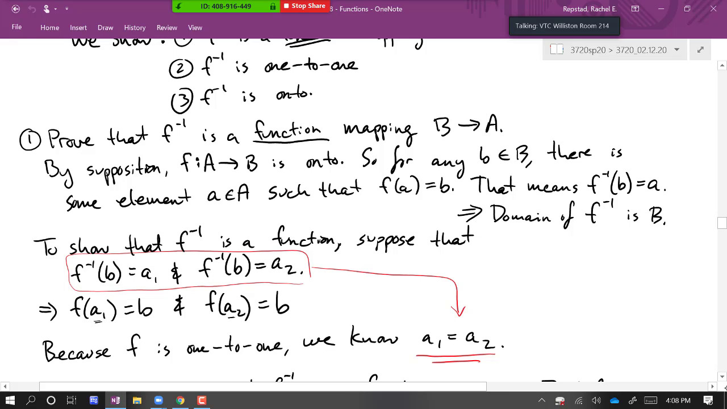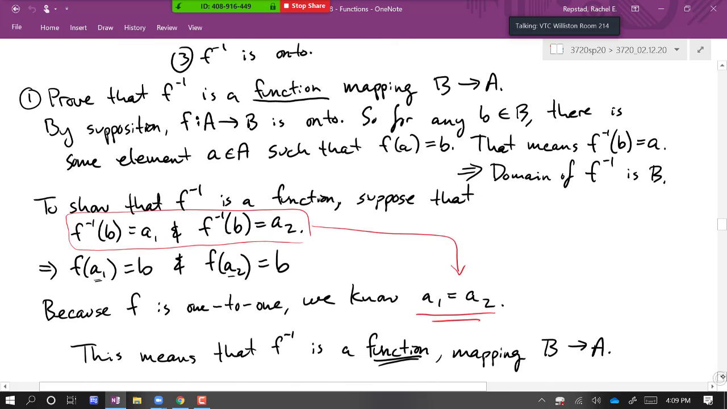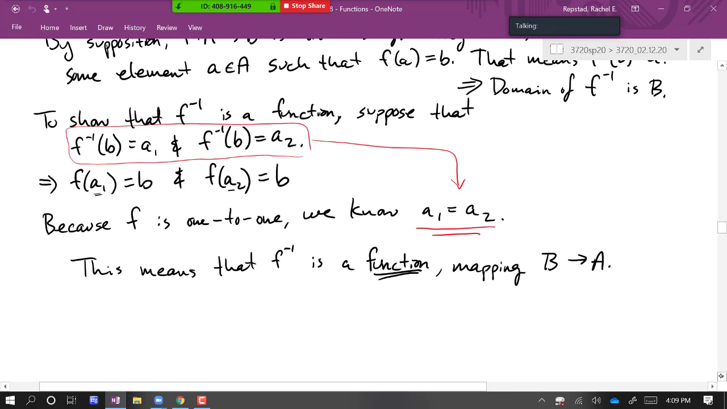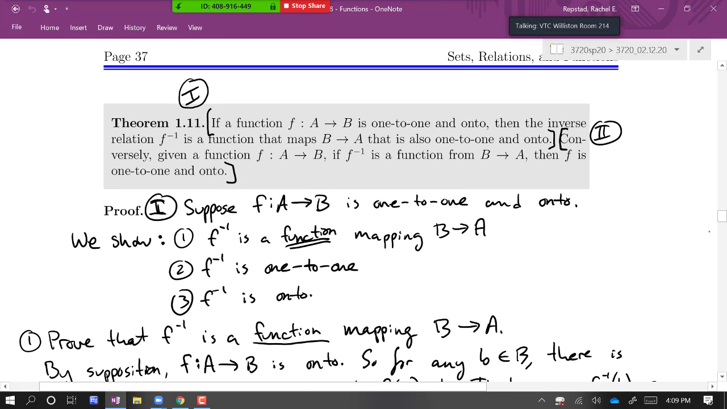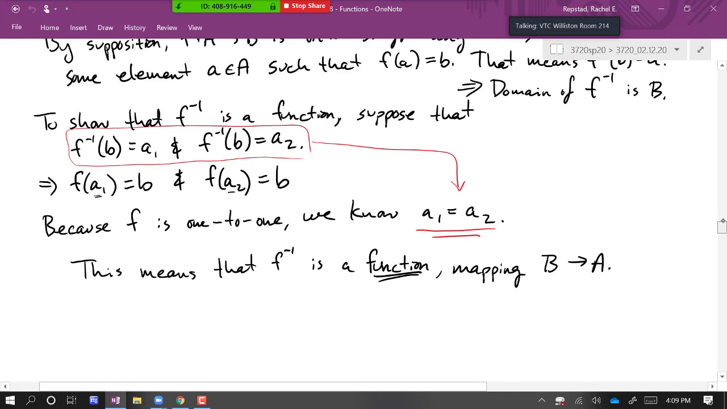Because F is surjective, that means that the domain of F inverse is in fact all of B, and we showed that it was a function by using the fact that it was injective. So that was the first part. Then for the other part of Roman numeral 1, we're going to show that F inverse is 1 to 1 and that F inverse is onto. So we can get started with that.